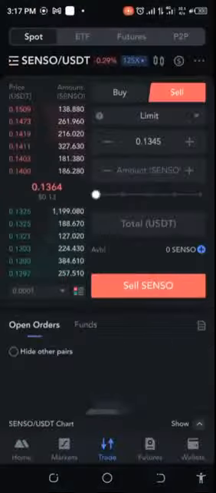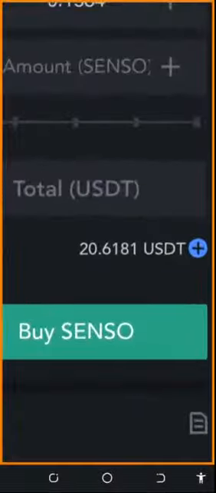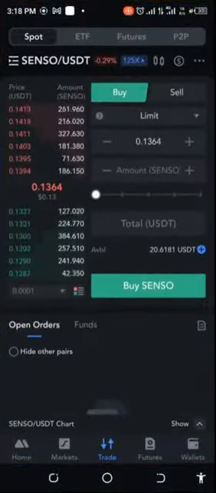All right, I'm back, and it has already sold to USDT. Yes. Senso USDT is already sold. As you can see, Senso has been sold to USDT. I'm so happy. And what do we have here? Yeah. We've got 20.61, just like we said it, right? Just like we said it.